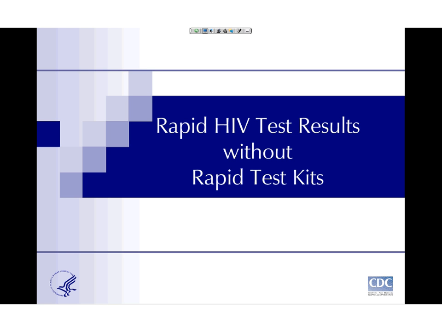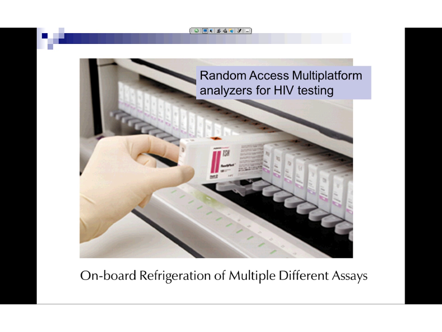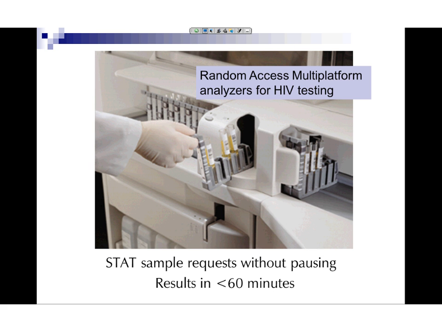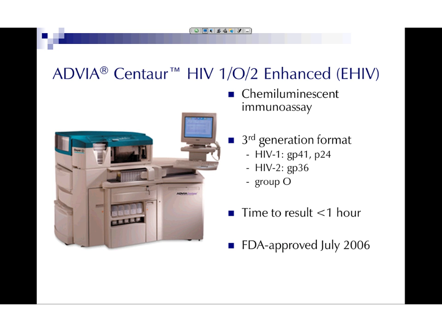I do want to mention that especially for healthcare settings, we do have the ability to do rapid HIV test results without rapid HIV test kits, and those are these random access multi-platform analyzers that are in use in a lot of hospitals where they allow onboard refrigeration for multiple different assays. The random access, because you can push the button and tell it to do HIV or hepatitis B or an HCG kind of test. You can get a stat sample request, and most of these would give you a test result in less than 60 minutes without pausing for the rest of the tests. This one was the first to be approved, the Advia Centaur.